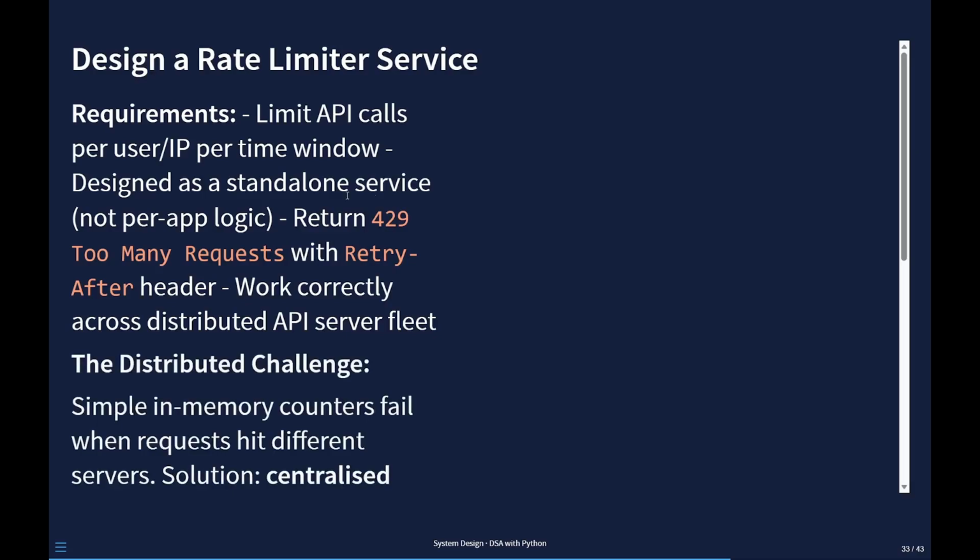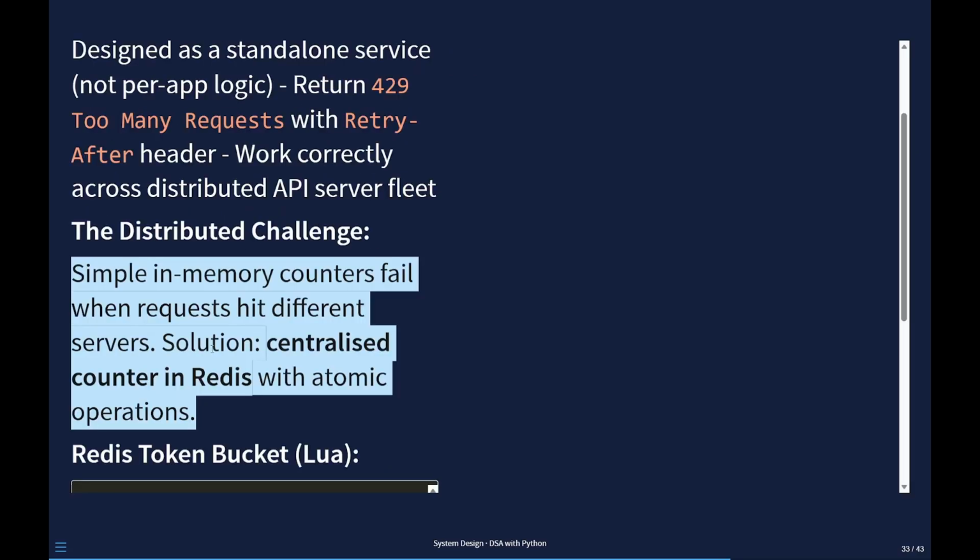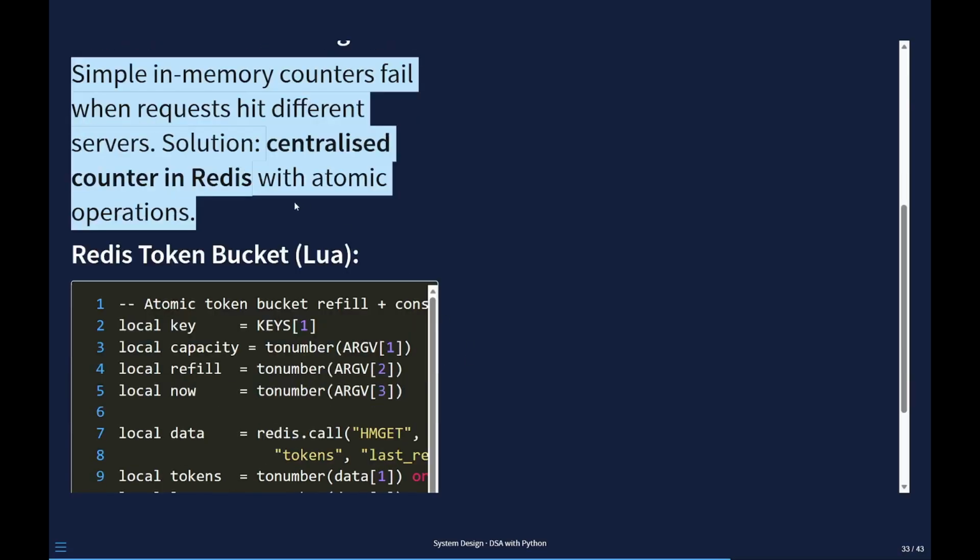Click. The distributed challenge. Naive in-memory counters per server fail as soon as you have multiple servers. A client could send 10 requests, each to a different server, and each server sees only one, far below any per-server limit. The solution: centralized, atomic state in Redis.